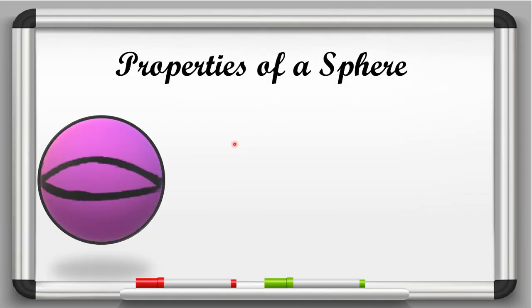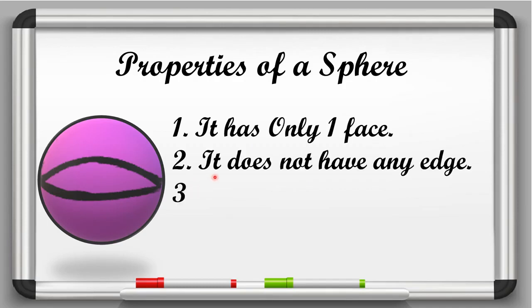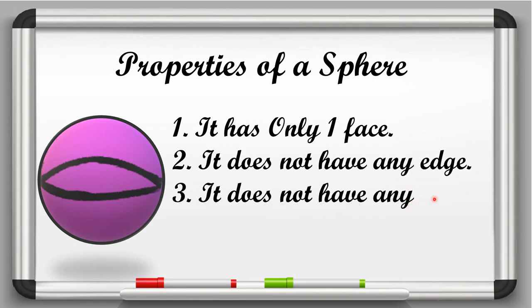So here, the first one is it has only one face. Number two, it does not have any edge. Number three, it does not have any vertex or corner. Understood? So again I am telling you the properties of a sphere shape. It has only one face. It does not have any edge. It does not have any vertex or corner. Understood? Thank you.